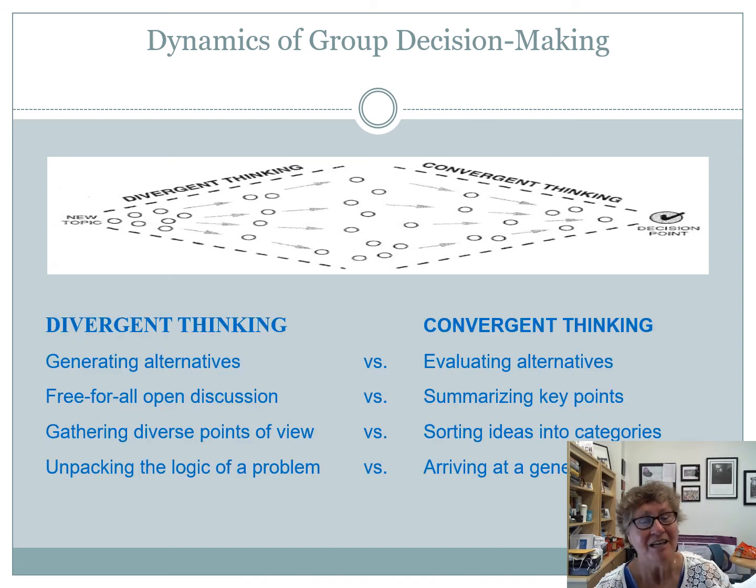Oh, here it is. So divergent thinking, just so you know, includes generating alternatives, a free-for-all open discussion, just talking about what you're interested in, gathering diverse points of view, and unpacking the logic. What is it going to mean if we do this? What happens next? Then when you're beginning into the convergent thinking, you are evaluating alternatives, summarizing the key points, putting things into categories, and arriving at the general decision.